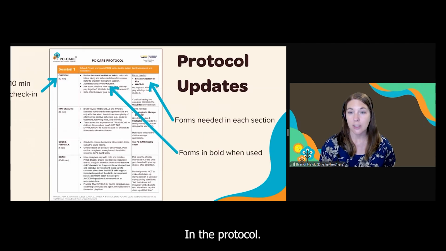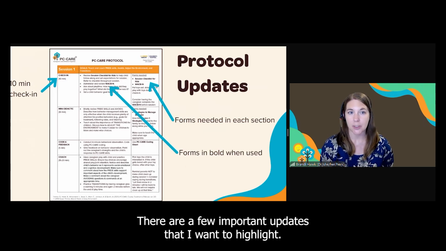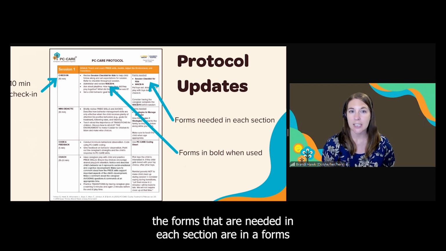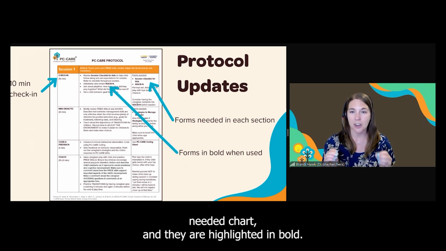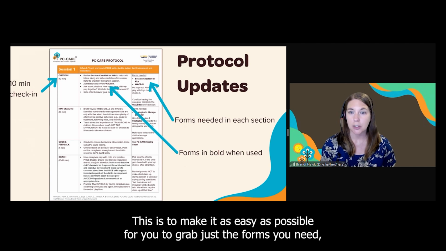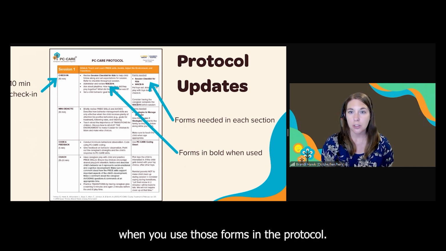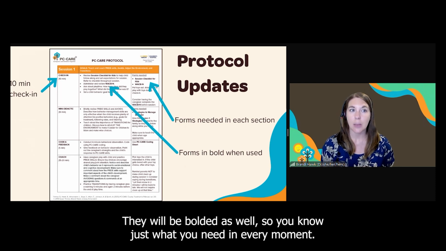In the protocol, there are a few important updates that I want to highlight. First, in bold on the right column, you'll see that the forms that are needed in each section are in a forms needed part and they are highlighted in bold. This is to make it as easy as possible for you to grab just the forms you need and get started. When you use those forms in the protocol, they will be bolded as well. So you know just what you need in every moment.